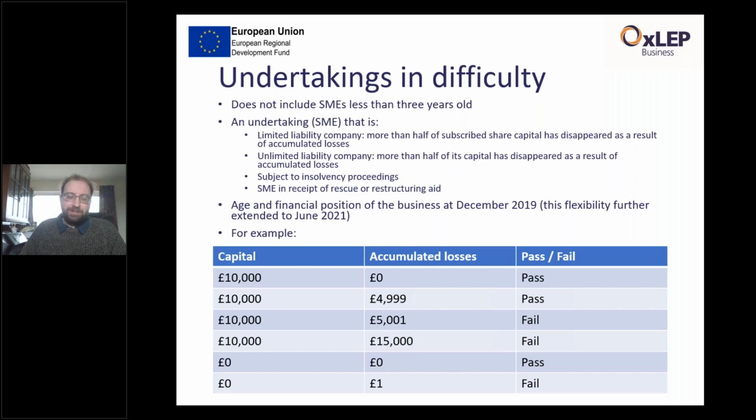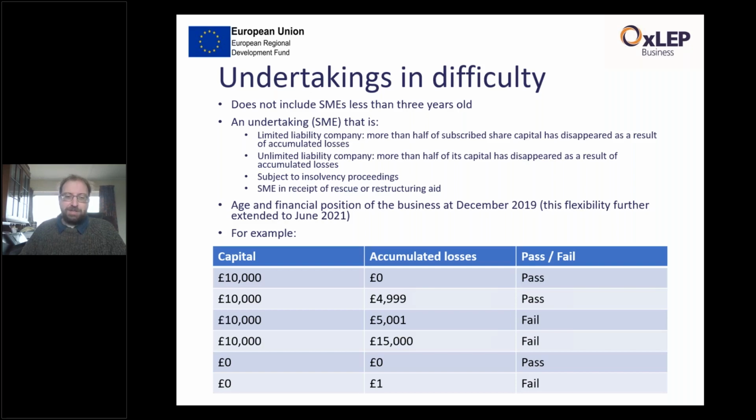Undertakings in difficulty, the test does not apply to any SME that is less than 3 years old. But if you are more than 3 years old, then essentially the test says if you have lost more than half of your subscribed share capital as a result of accumulated losses, then you're deemed to be in difficulty. So the table at the bottom of the slide sets out a couple of different scenarios and whether or not they pass or fail the undertaking in difficulty test.